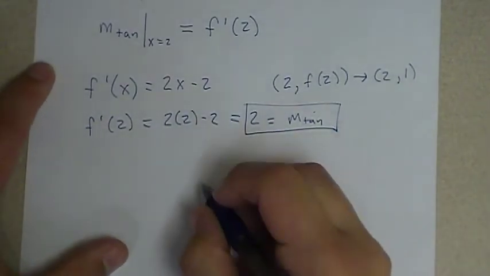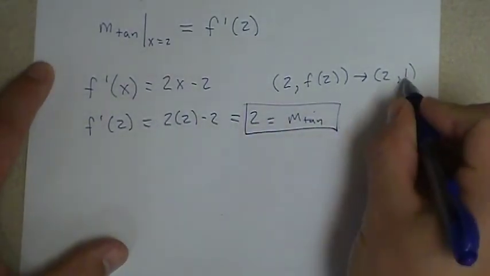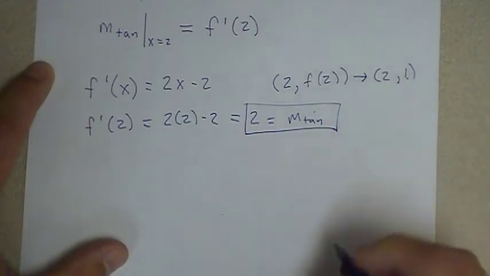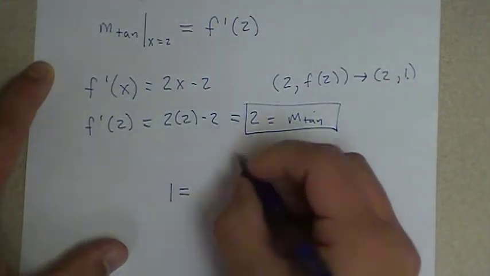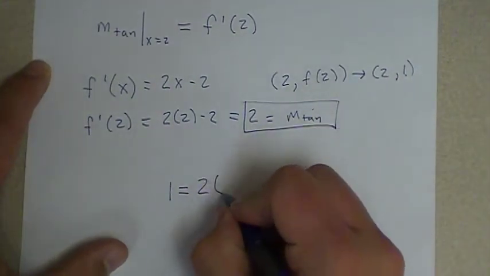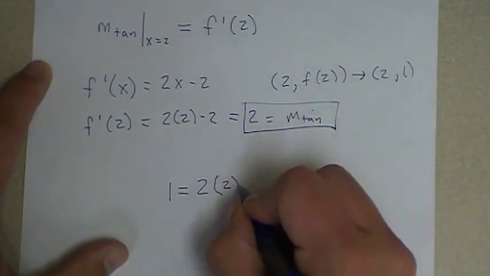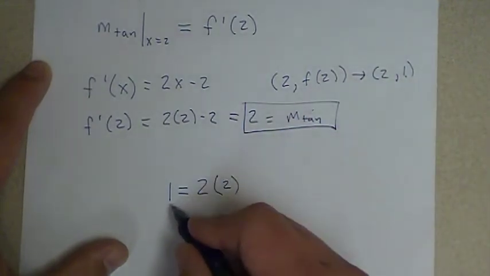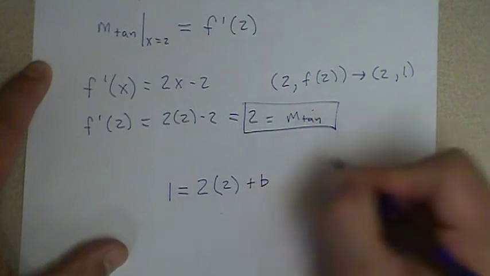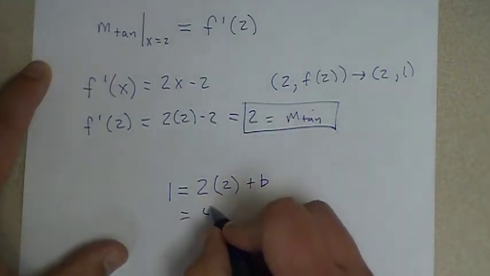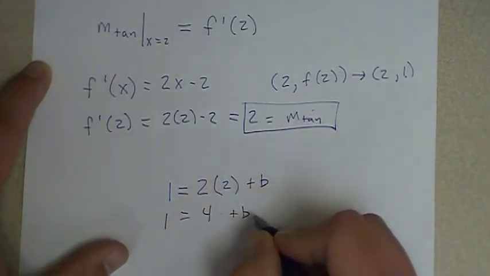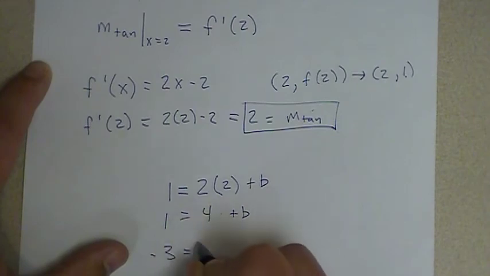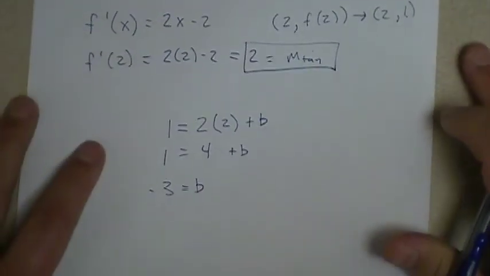So I'm going to go to slope-intercept form. I'm going to take my y value on the line, which is a 1, put it in place of y. I know my slope is 2. I know my x value on the line is 2, and that x value corresponds to this y value, plus b. So I'm looking at a 4 there. If I subtract that from each side, I'm looking at negative 3 for my b value.